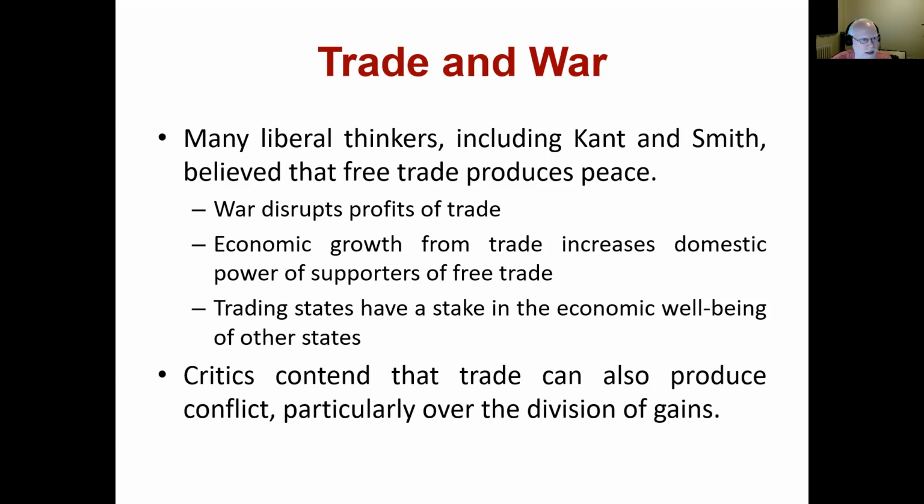They just view different implications based on how things will work with a different polarity. Again, similar here within commercial liberals, right? They look at the same world, but they write different stories about how trade and war are related. So critics contend that trade can also produce conflict, particularly over the division of gains. Right? So it could be two states that are competing over the same resources, but also, even when you've got free trading states, some gain more than others.